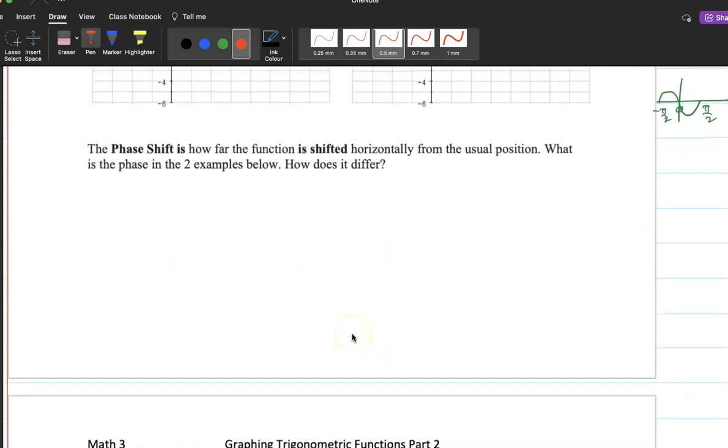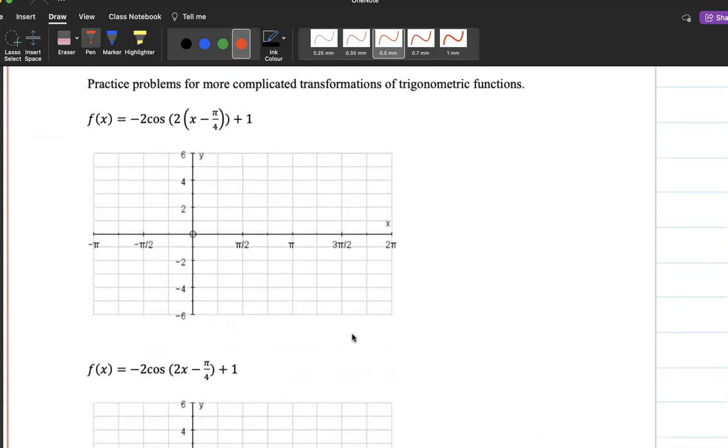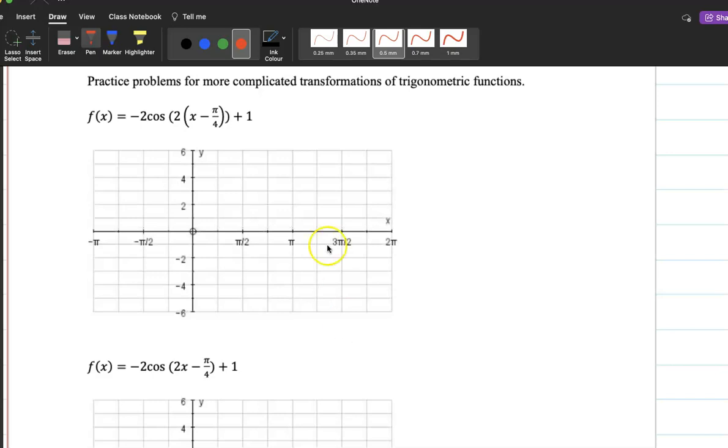Okay, fine. Practice problems with more complicated transformations of functions. Now this one, chalo. How would you do this without a calculator? With a calculator, you know how to do. Come on. Chalo.